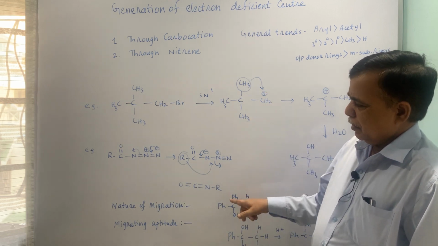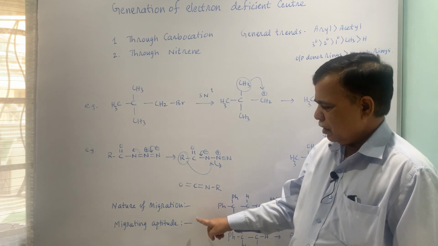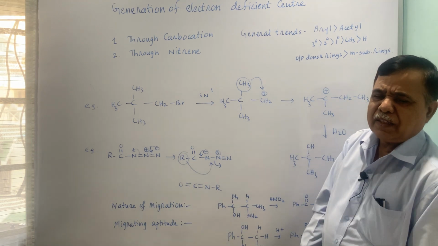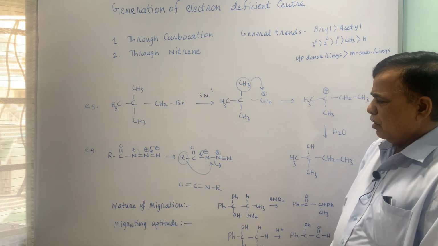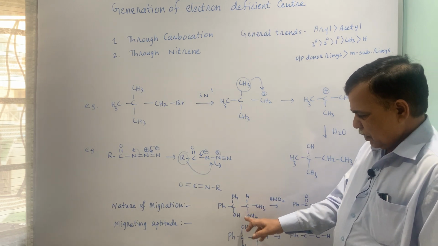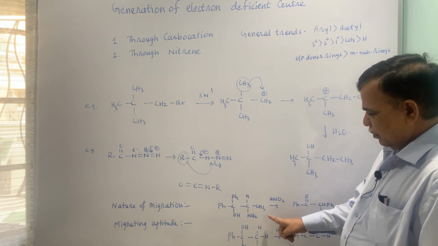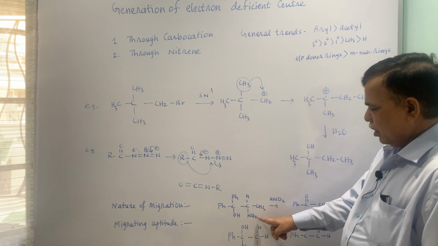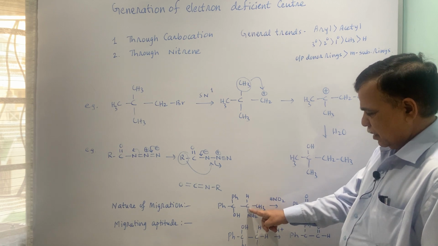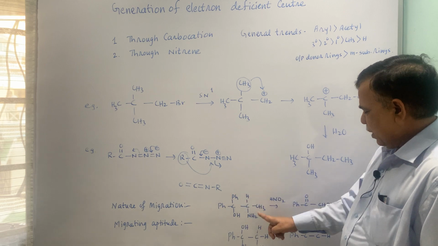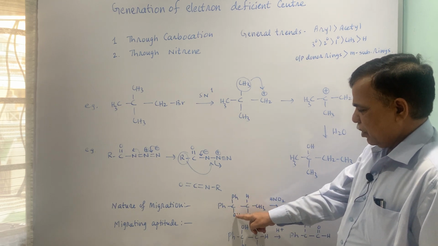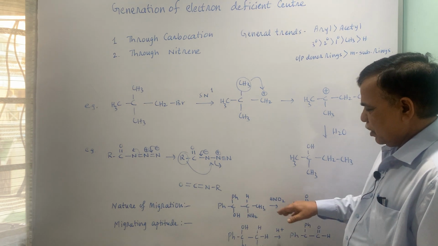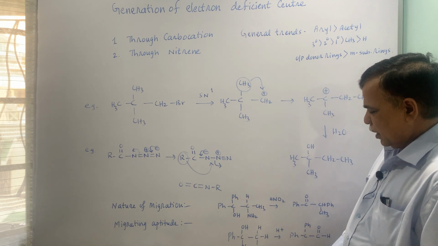Now, the nature of migration, migrating aptitude and general trends, these are important things which govern the rate of reaction. So, for the nature of migration, the first example, if you see this example carefully, this amine is treated with nitrous acid, you will get the diazonium salt. This goes off, you get a primary, secondary carbonium ion. The phenyl ring migrates and then this proton is lost, so that the tetravalency of carbon is retained and you get this rearranged product. So, this is something like your pinacolone type.